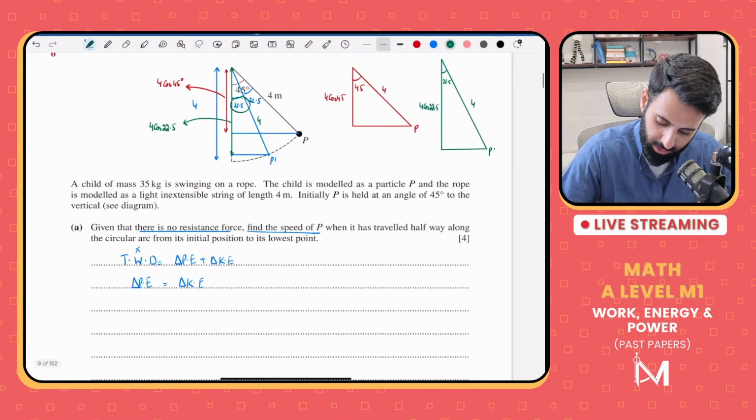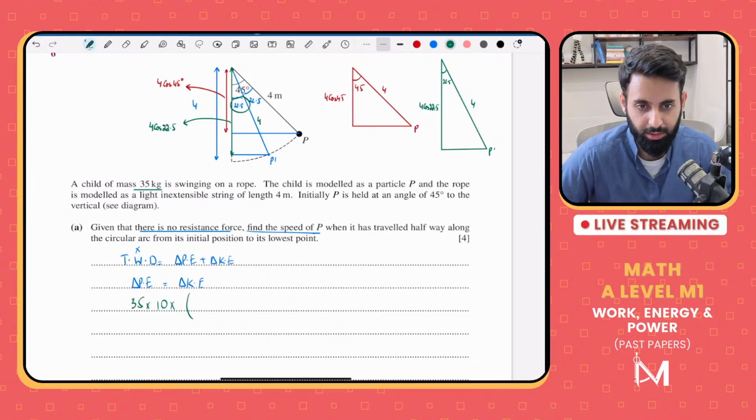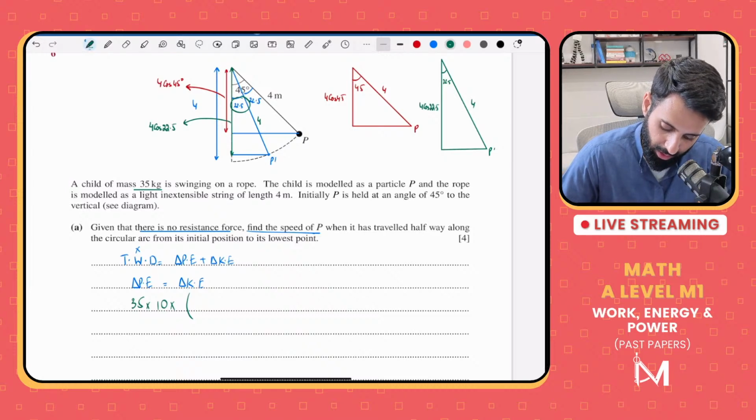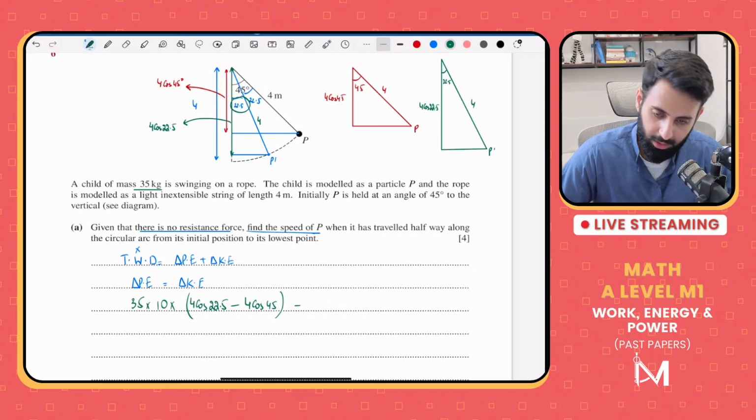mgh, what's the mass? That's 35. So 35 times 10 times the height. Okay, now what would be the height? The final height is 4 cos 22.5 minus the initial height, which would be 4 cos 45. Okay, so this is the loss in potential energy.